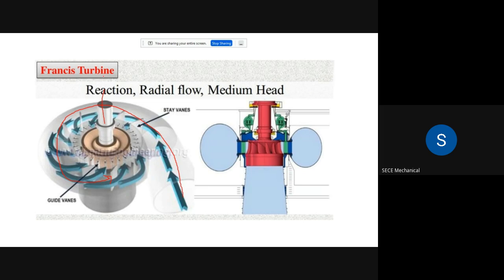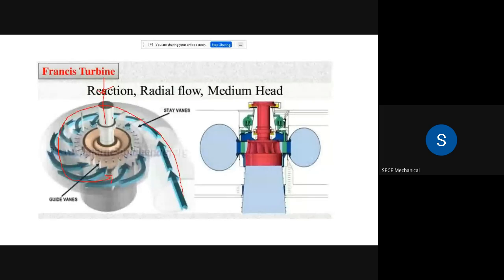If the flow is along the axis, that is called an axial flow. If it is perpendicular to the axis, then this is called a radial flow, right? If the flow inlet is in a direction perpendicular to the central vertical axis of the shaft, that will be called a radial flow. But this kind of Francis turbine is a mixed flow.